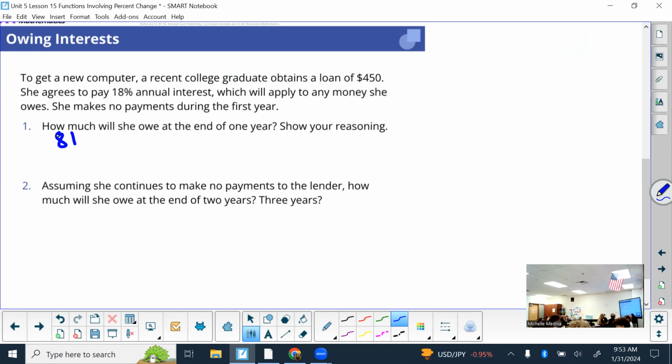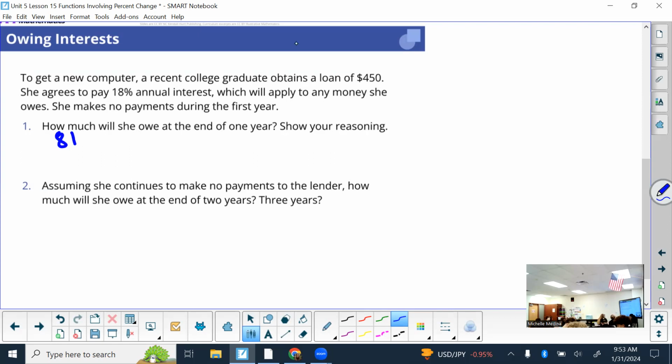I'm not sure I did the first. Okay, well, the amount she owes should include the $450 as well. So not just the interest. Is the 81 just the interest? Oh, yeah. Okay, so let's see if that would be true. You could have solved this a number of different ways, but I'll show you how to get the equation to match our exponential functions.